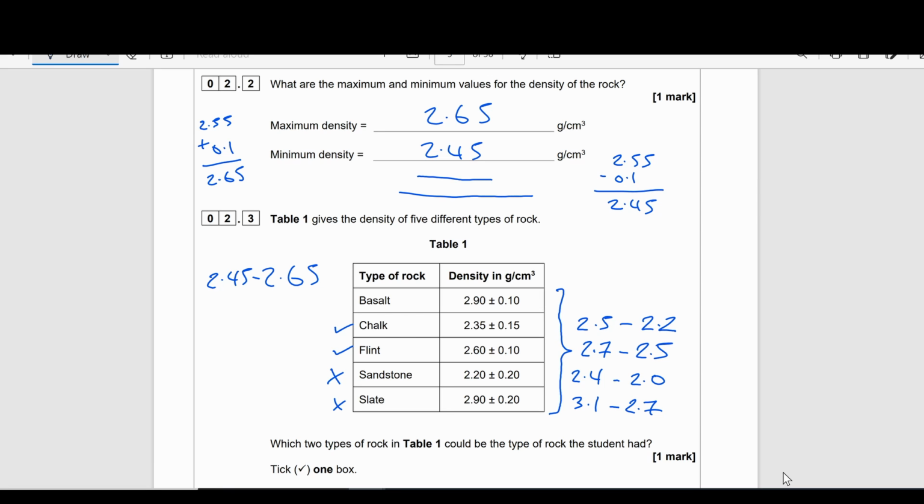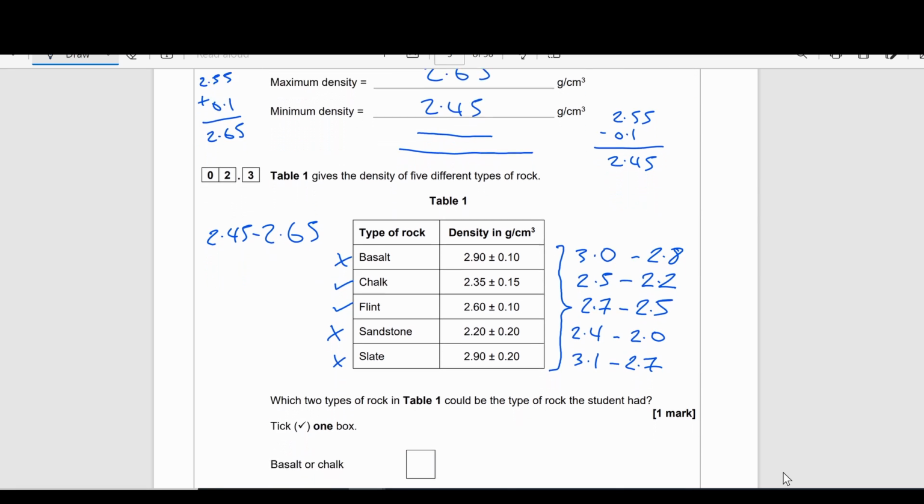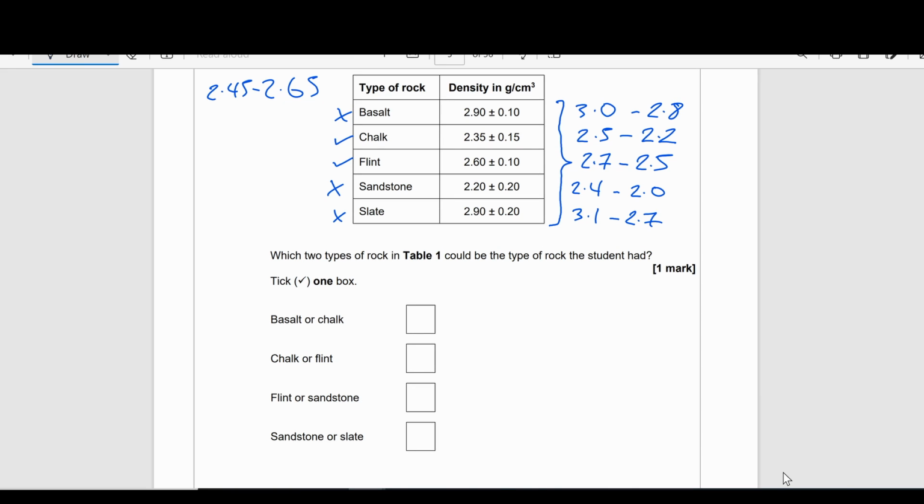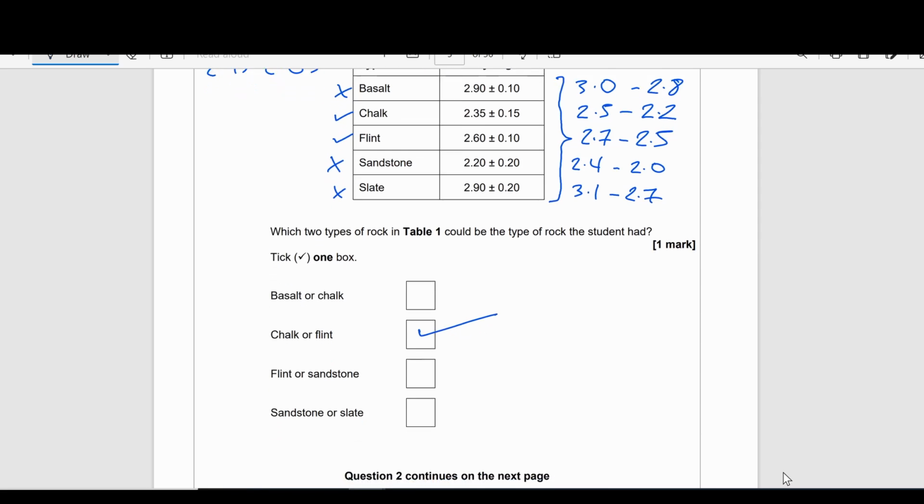Basalt, lastly, 2.9 plus 0.1, that's 3.0. 2.9 minus 0.1, that's 2.8. So again, out of the range. So our answers need to be chalk and flint. If we look in our actual options here, chalk and flint is both an option. So that's definitely our answer.